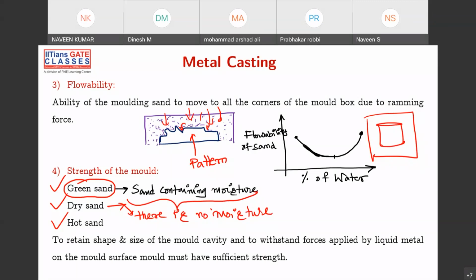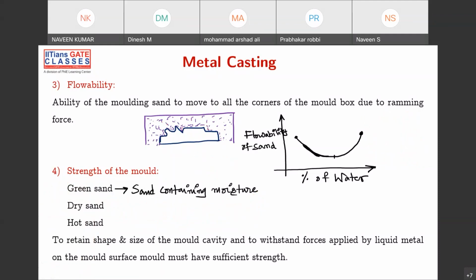And still you're heating it. Now the sand is getting heated up, increasing its temperature, and that is called hot sand. So each one has different strengths based on the quantity of moisture in it. These are called green sand, dry sand, and hot sand. Hope you're understanding this. Whatever I'm saying is that strength is important.